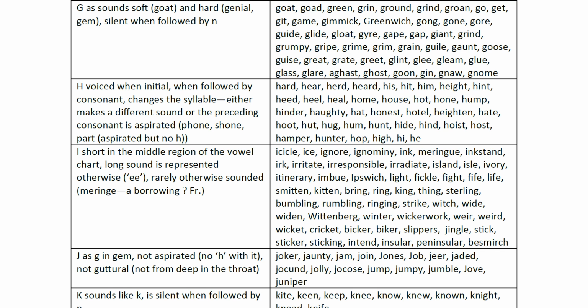Anyway, gape, gap, giant, grind, grumpy, gripe, grime, grim, grain, guile, gaunt, goose, guise, great, greet. Great and grate are homophones again. Great means something else. Great is an adjective. Grate can mean two things.